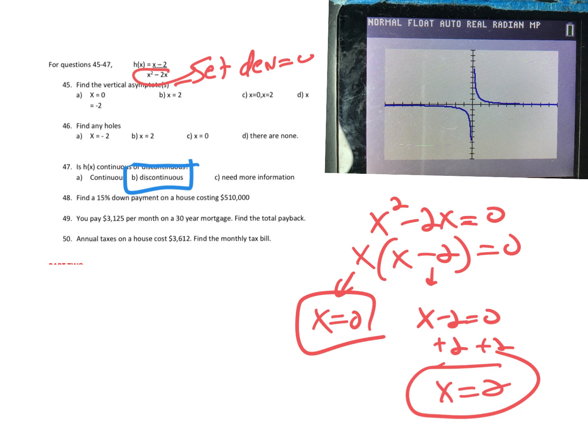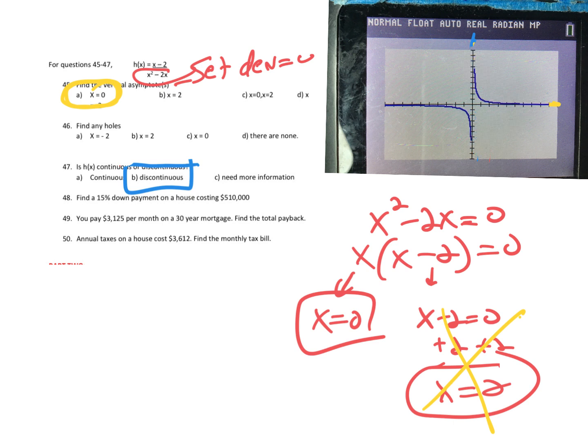However, when you look at the graph, it's not 0 and 2. Yes, there is a vertical asymptote at 0, but at positive 2, this right part of the graph goes right through positive 2. So positive 2 is not going to be a vertical asymptote. This one only has one vertical asymptote at x is equal to 0. And the reason why is this.